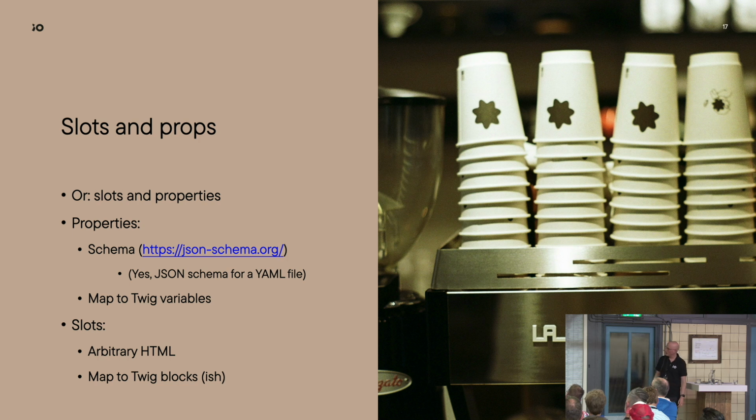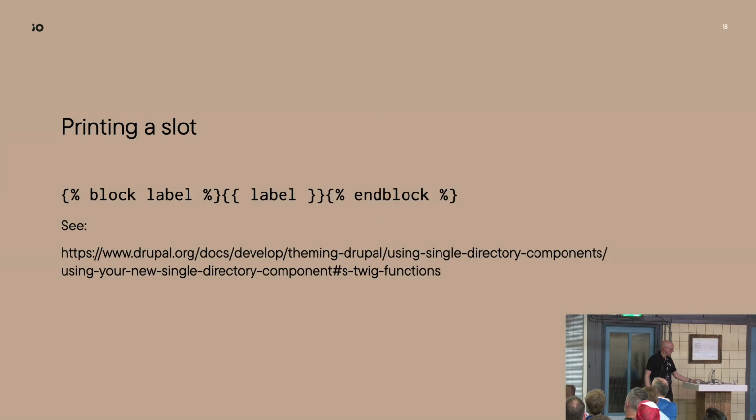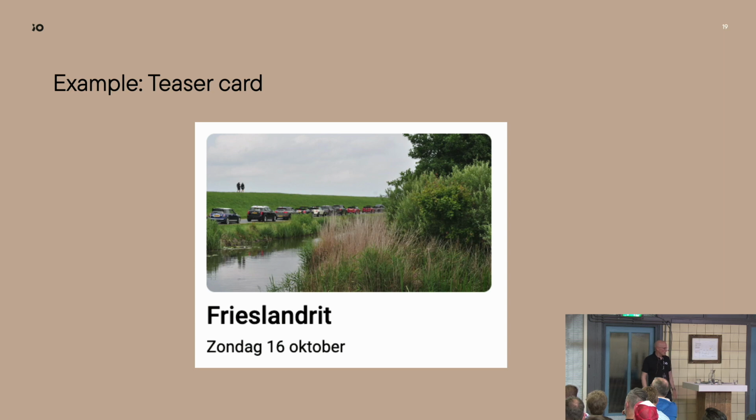They map to twig blocks-ish, not quite. If you look in the documentation about printing a slot, it'll tell you actually to do this. So it's a bit strange. You define both a block that has a variable inside it. And you don't have to. I guess you can look back the recording of this presentation, but this is actually just the official using your new single directory component documentation page.